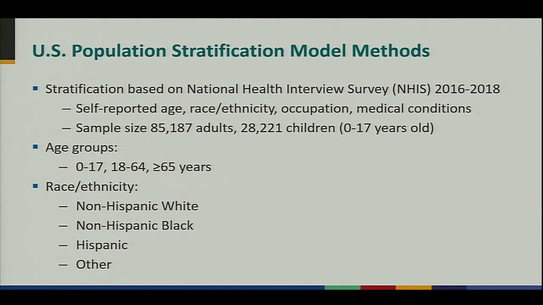This model is a stratification model based upon data from the National Health Interview Survey from 2016 to 2018. We take self-reported data on age, race, ethnicity, occupation, and medical conditions. The age groups employed in this model are children 0 to 17, adults 18 to 64, and adults greater than or equal to 65 years old. Race and ethnicity groups included non-Hispanic white, non-Hispanic black, Hispanic, and other. Next slide, please.